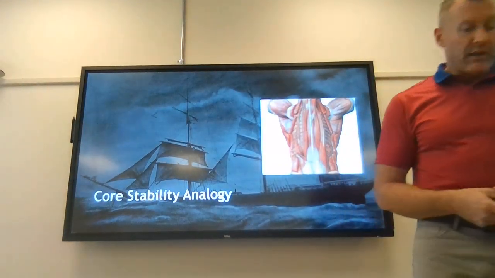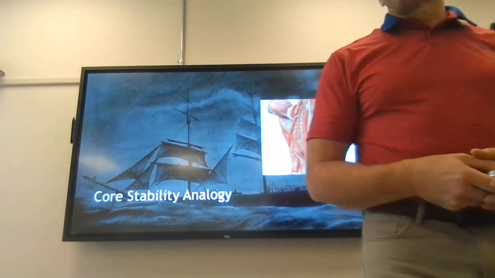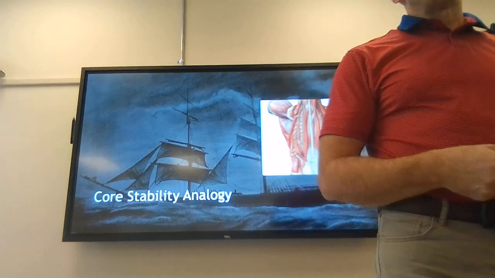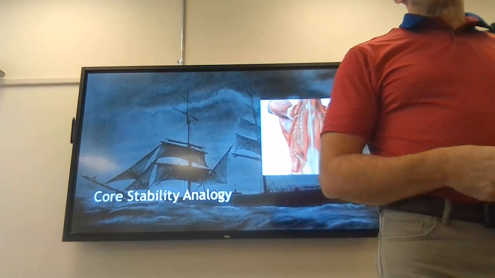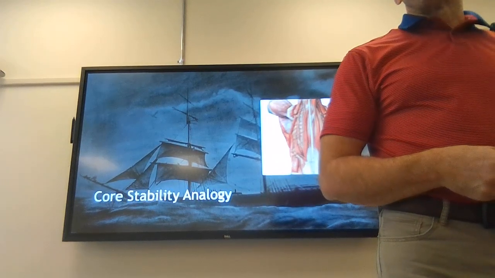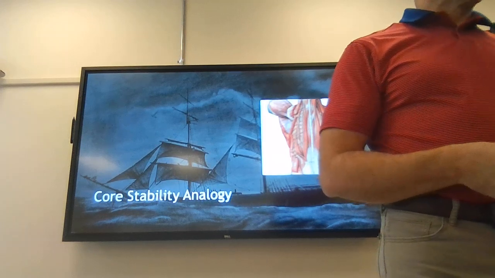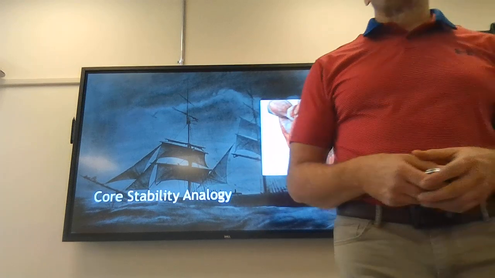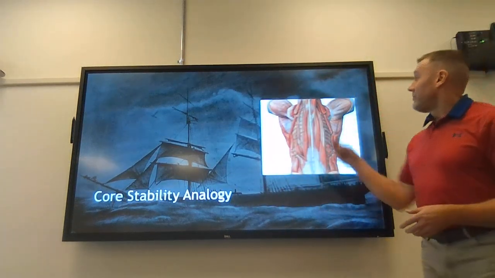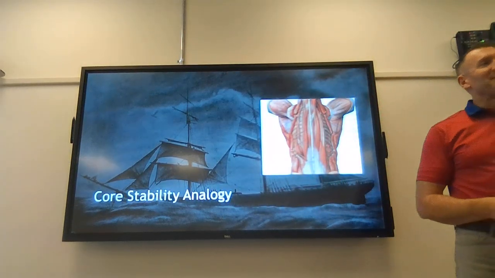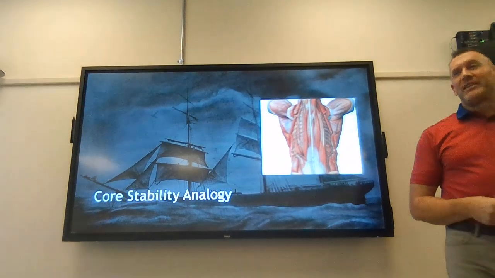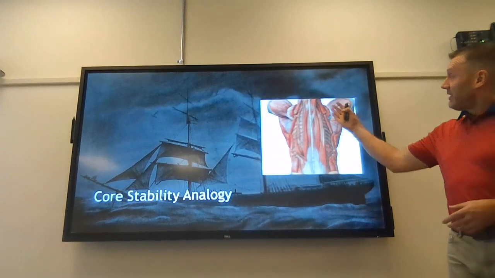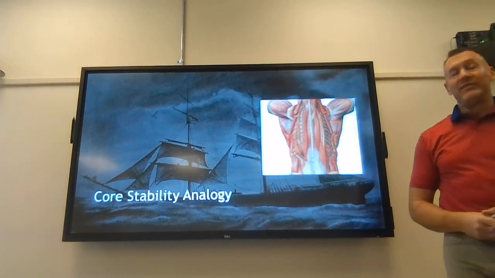An analogy I was talking about last week, the ship analogy. Think of the spine as the mast of a ship, and we have all these guy wires that attach at different angles to the spine. On the posterior side of your torso, you have 5 layers of muscles. That's amazing to think about all the different alignments and orientations.